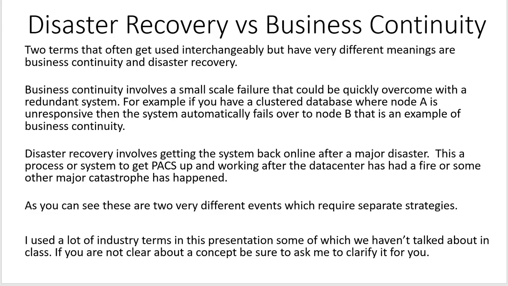Even though you know there's a failure and you've got to go fix node A, node B is still keeping everything running in the background. It's automatic, there were no humans involved, and it's transparent to the user. That's how you define business continuity.